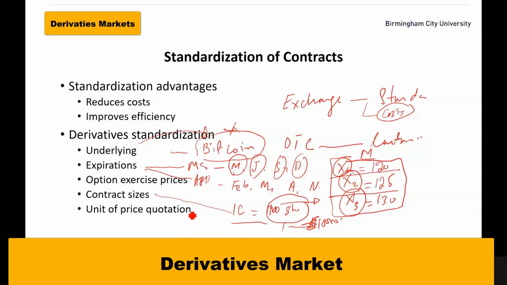The unit of price quotation. So what will be the price at which it will be quoted? I mean, how would the price be quoted? And that is important. Will it be per kg? Will it be per liter or per share? How would the price be quoted? That is an important consideration, and we will see how it varies over time later. Any question on this so far?